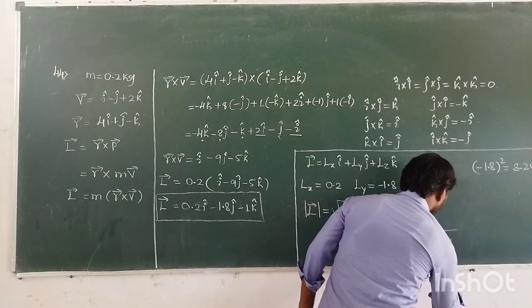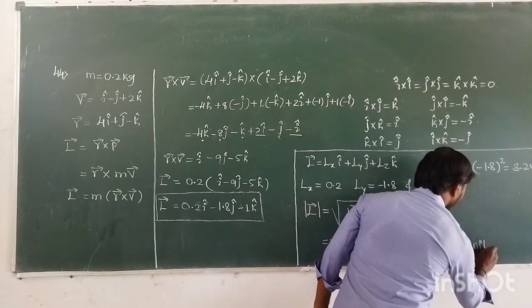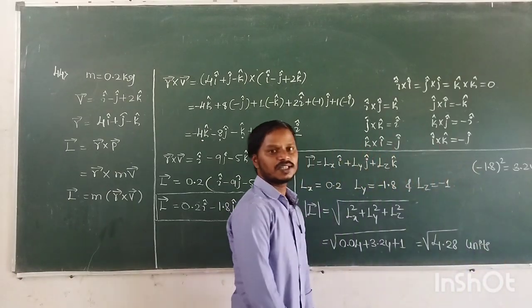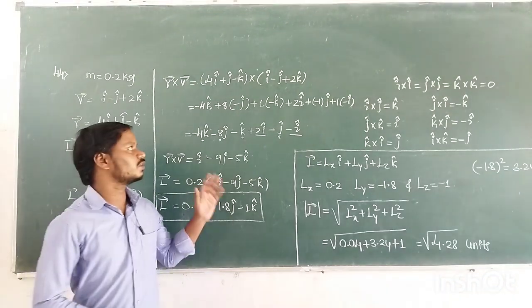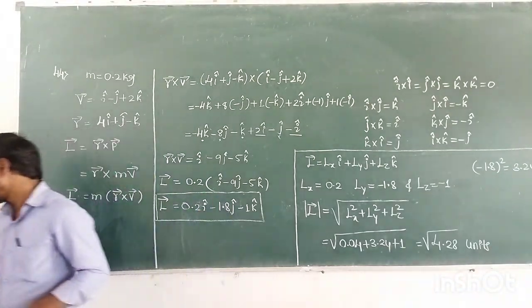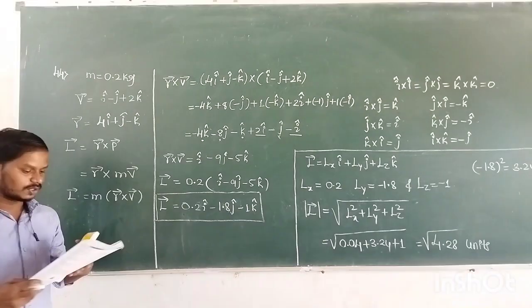4.28 units. Then it is the angular momentum of the particle. So this is the solution for the 44th question. So let us move to the 45th question. What about the 45th question?